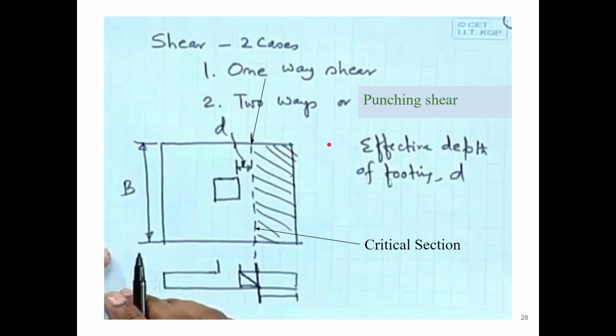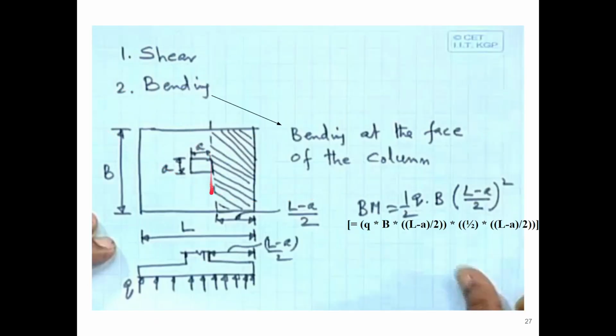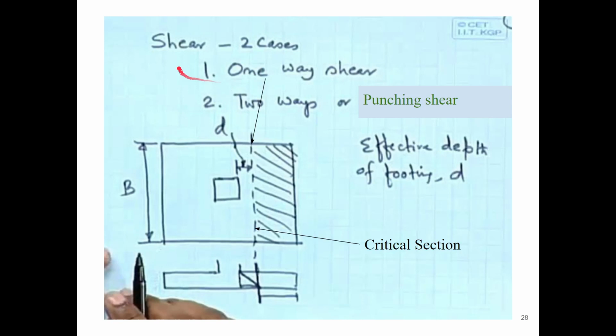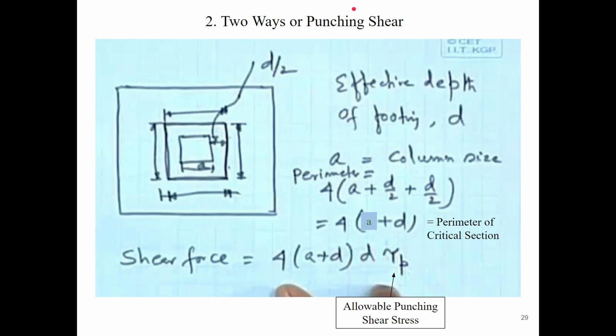Here, the critical section is a little different. In bending, it was directly at the face of the column, but in shear, for the one-way shear case, the critical section is at a distance of d, that is the depth of the footing, from the column. So the critical section occurs at a distance equal to the depth of the footing from the face of the column, that is d. That is for the one-way shear. And in case of two-way shear, which is also called punching shear, here the distance is half of d, that is d by 2.